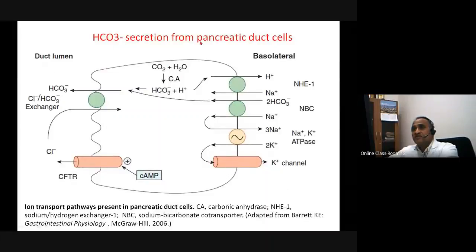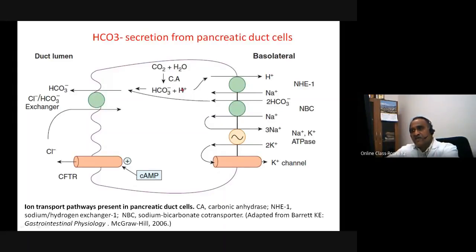Now, this is about the HCO3 secretion from the pancreatic cells. We have the duct lumen, and this is the basolateral portion where the blood is. The reaction starts with carbon dioxide, because this is a metabolically active cell. This carbon dioxide combines with water, enhanced by carbonic anhydrase, which forms HCO3. Now this HCO3 is transported by an exchanger. There is a chloride-bicarbonate exchanger. The HCO3 is transported into the lumen and exchanged with chloride. This is the chloride-bicarbonate exchanger system, the first one.